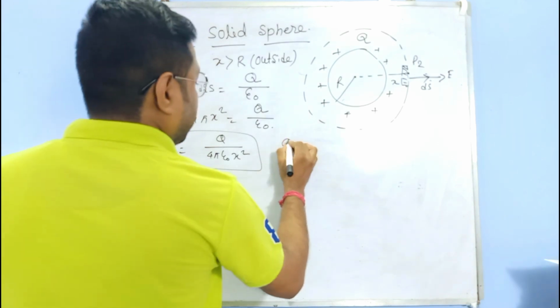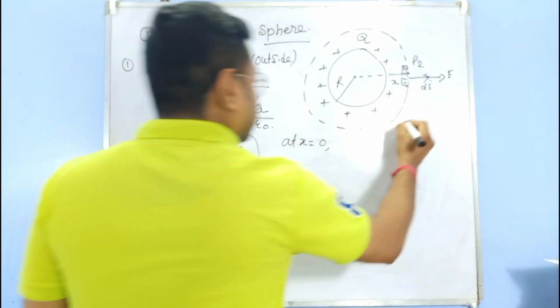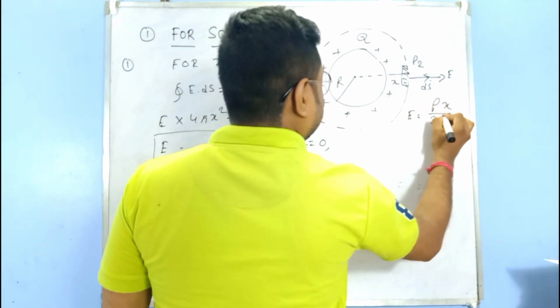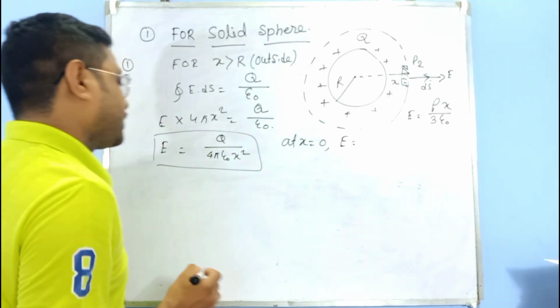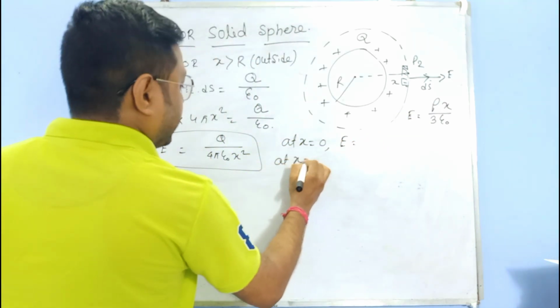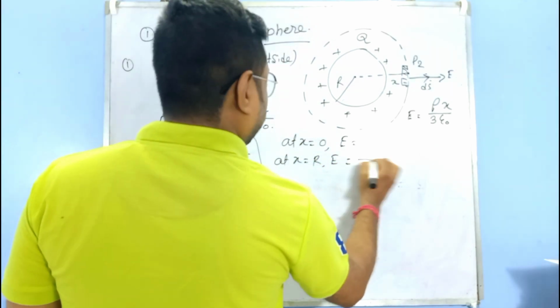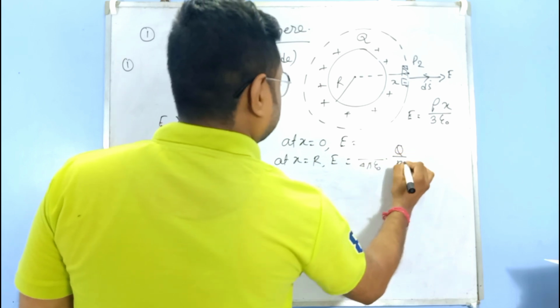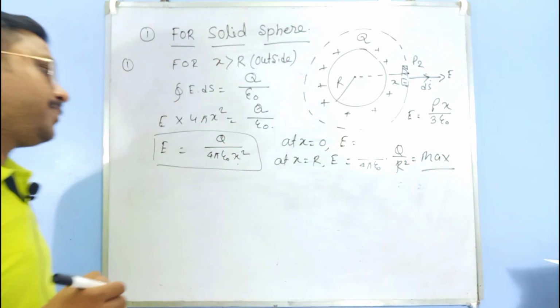Now, at x equal to 0, what occurs? In the previous case, we got E equal to rho x by 3 epsilon naught. At x equal to 0, E equals 0. And at x equal to r, if we put r, then E equals 1 by 4 pi epsilon naught q by r square, which is the maximum value of the electric field.